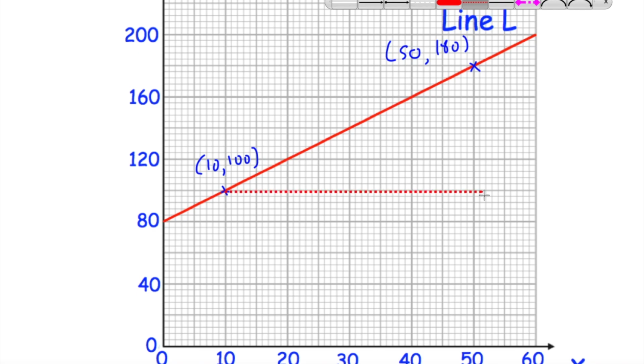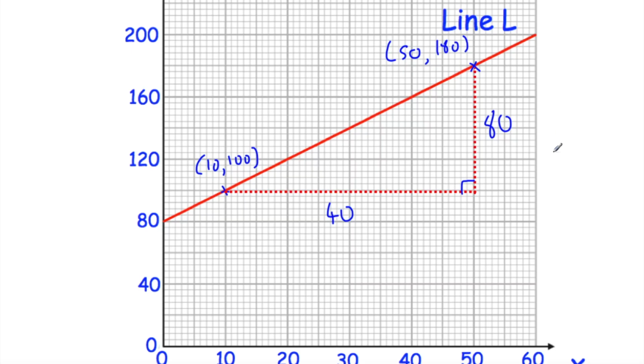Okay, so now let's do a little right angle triangle, so it looks something like this, and then label our rise and our run. In terms of our run, we're going from 10 across to 50 across, so the run would be 40. And in terms of the rise, we're going from a height of 100 up to 180, so the rise would be 80. So we've got the run of 40 and the rise of 80.